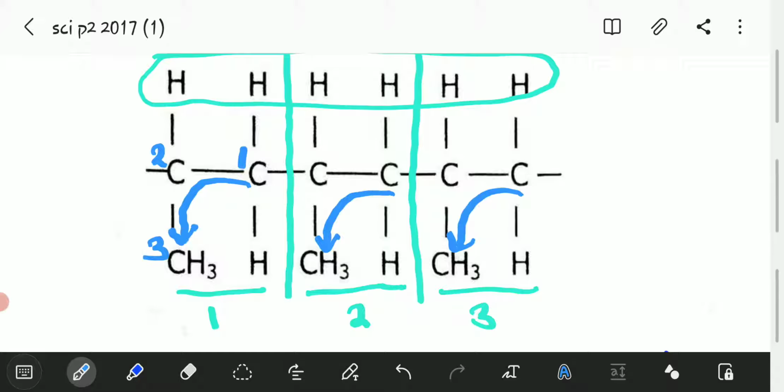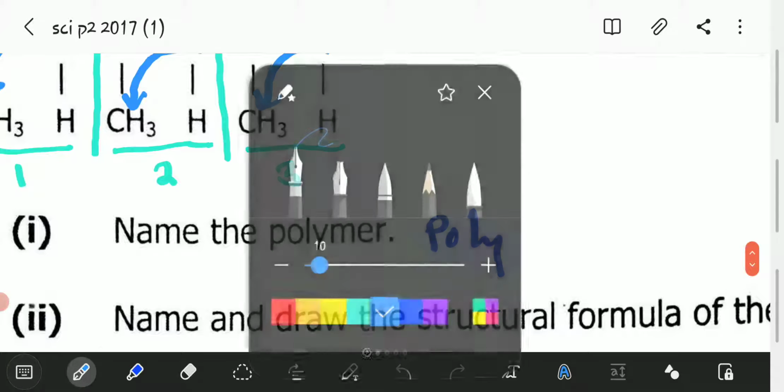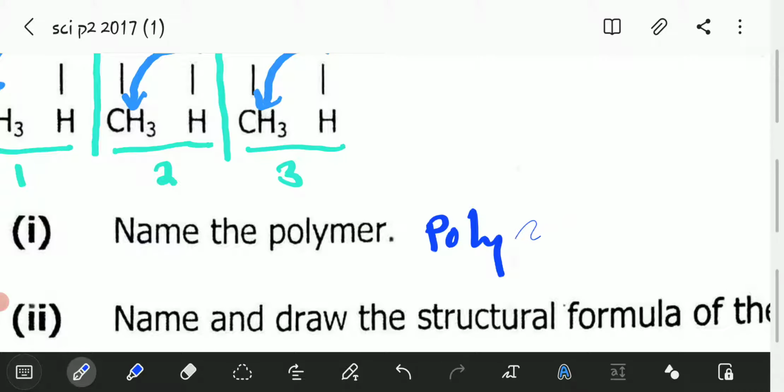Now, in organic chemistry, any compound with one carbon atom, the name will start with meth. If it has two carbon atoms, it will be eth. If it has three carbon atoms, it will be prop. If it has four carbon atoms, it will be but. So in our particular case, we have three carbon atoms in the longest chain, so it is prop. So we are going to write that it's a prop.